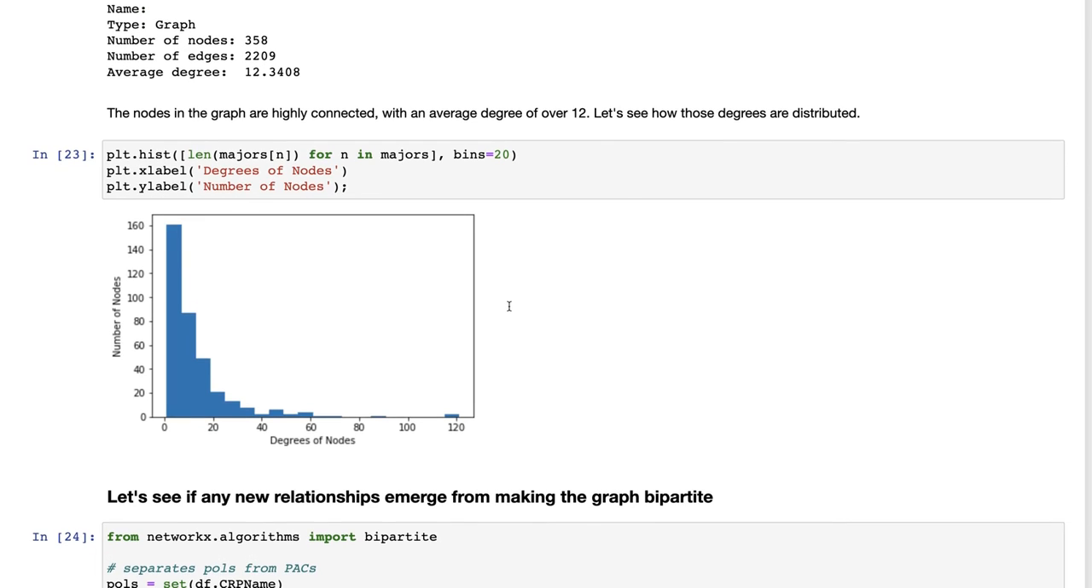And here's how those degrees are distributed. Just a couple out here. Those top two names that we saw are out at 120 degrees, but the rest of them are in a pretty smooth distribution.